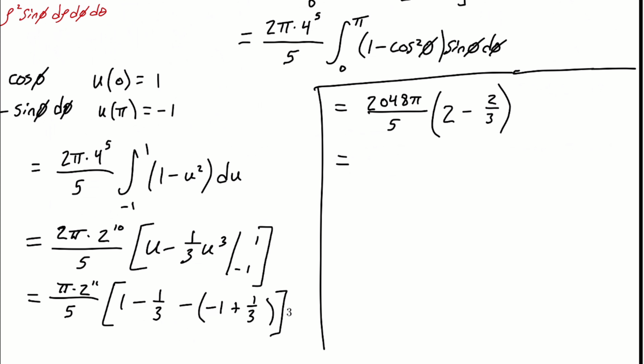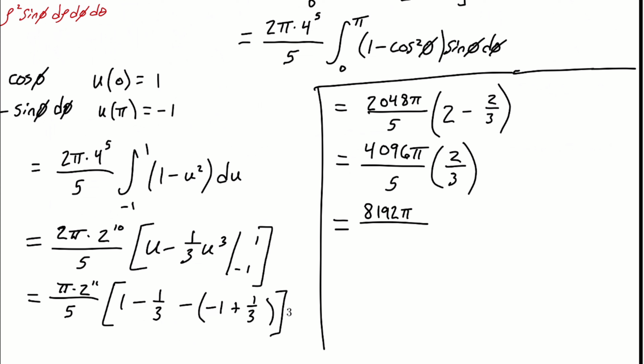And we can factor the 2 out to get 4096 pi over 5 times 1 minus a third, which is 2/3. Which is getting to be a large number, 8,192 pi over 15. And that's the answer.